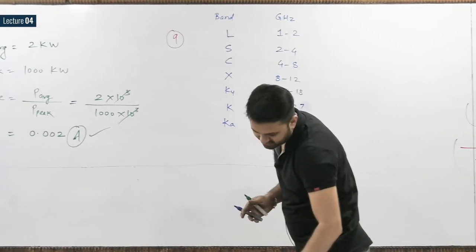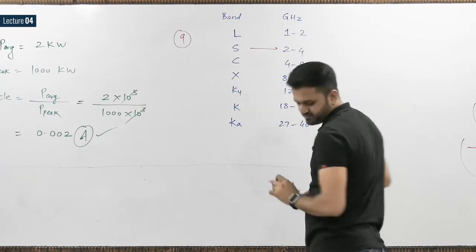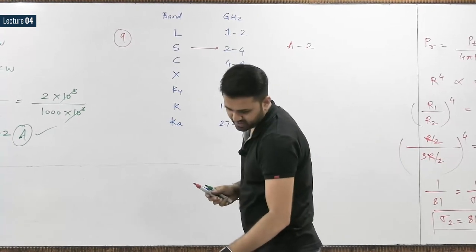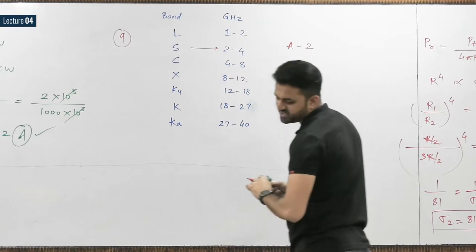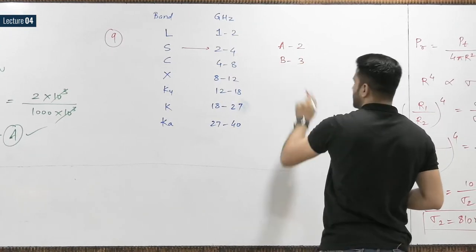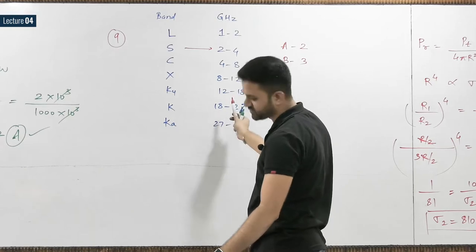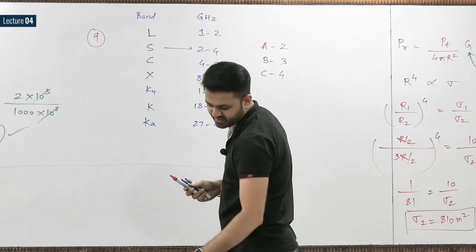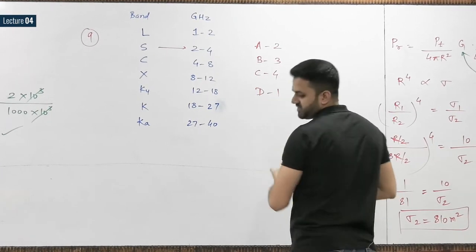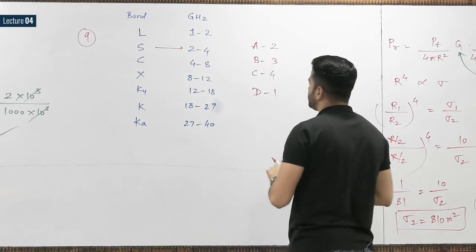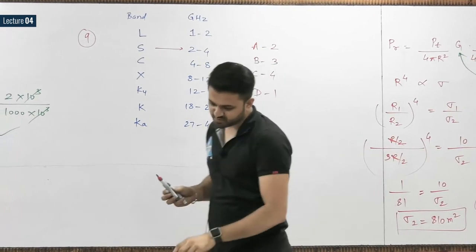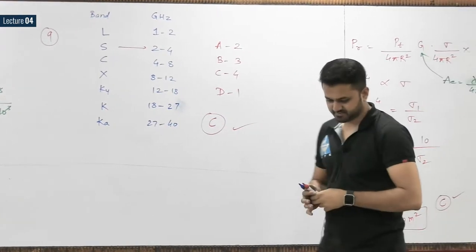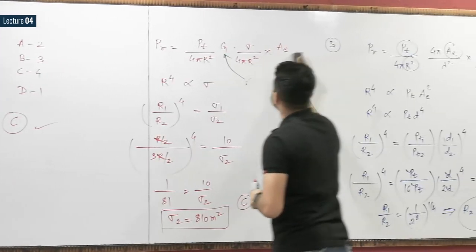So S is having a range 2 to 4. That is A is matched with 2. X is having band 8 to 12.4, that is B to 3. And then Ku is 12 to 18, so it is 4. So C is having 4 and D is K. So it should be 1, right? 18 to 26.5, approximately 27. So 2, 3, 4, 1 should be the correct answer. 2, 3, 4, 1 is the correct answer and that is option C. So now next is question number 10.